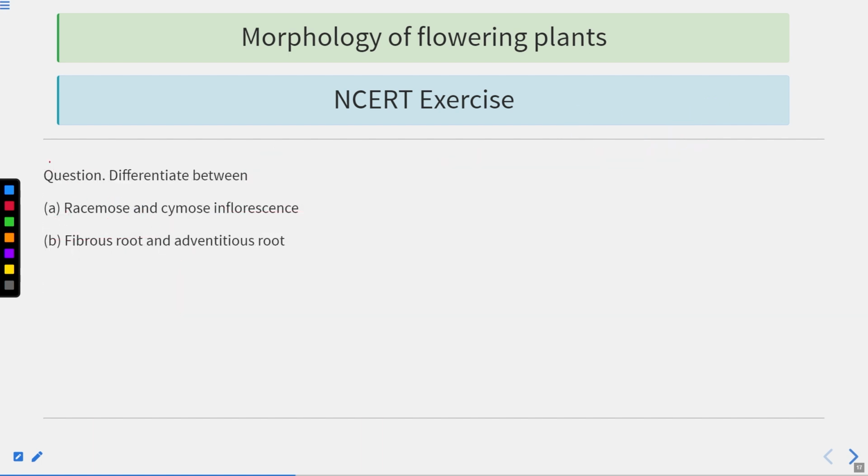Okay, so our next question is: differentiate between racemose and cymose type of inflorescence.